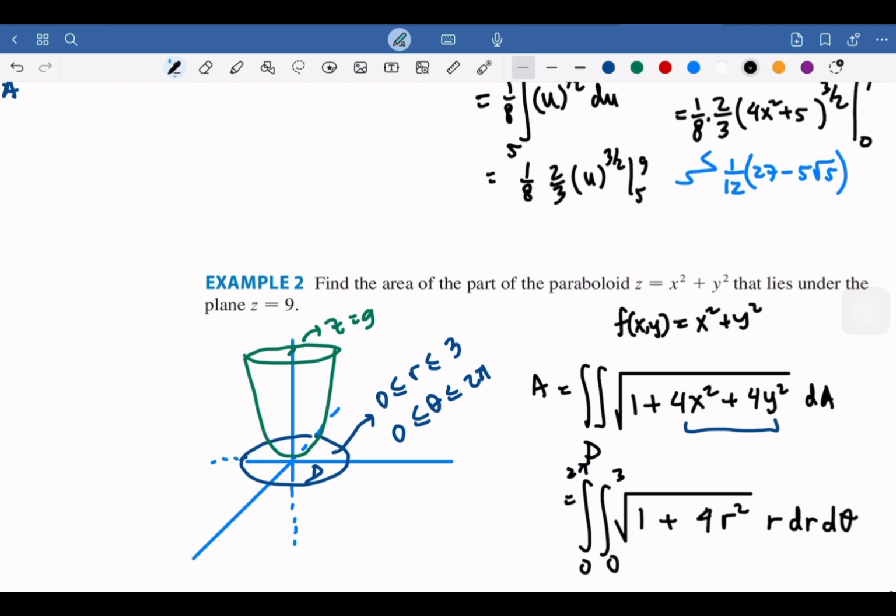So 1 over 8, 2 over 3, and then 3 over 2. And for the theta, you can compute directly. So this will be 2 pi, so 2 pi multiplied by the result from u. I leave this to you. Hopefully you can do that, especially in the exam. Okay, done. Surface area.